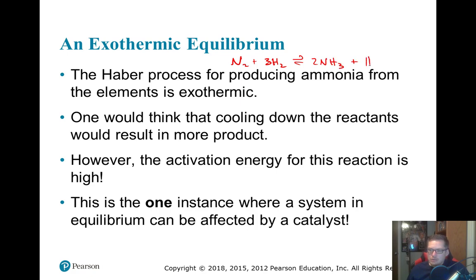They say it's an exothermic reaction, so that would mean that our heat is on the right-hand side. You'd think that if we cooled down that reaction, you'd result in more products. Now the problem is the activation energy for this reaction is really, really high. If you take away heat, the reaction just doesn't have enough energy to continue reacting, and so it kind of stalls out. The forward reaction has such a high activation energy that it's just not going to work.